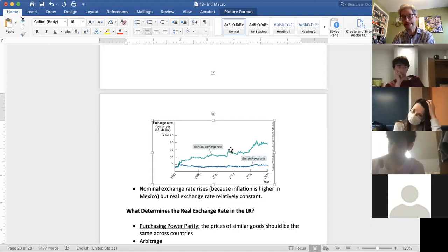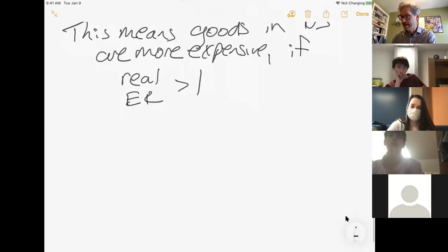Why is the peso depreciating against the dollar? Because the price level is changing at a different rate than the US price level, right? So when price levels between two countries change at different rates, you're going to get changes in the nominal exchange rate. In fact, we can take this one step further and say they should change in a very predictable way. And this is the concept of what economists call purchasing power parity.